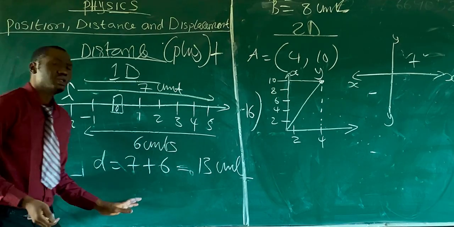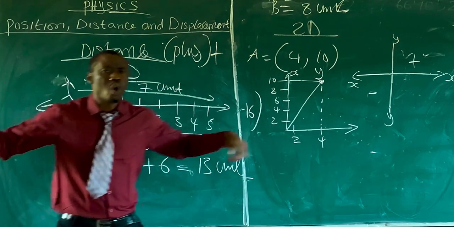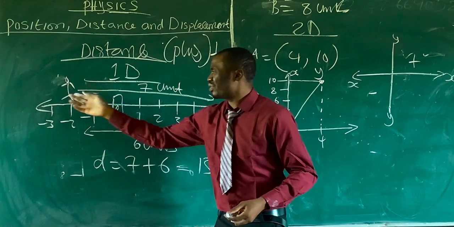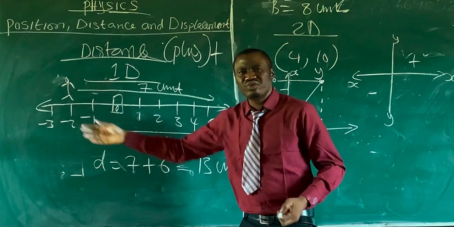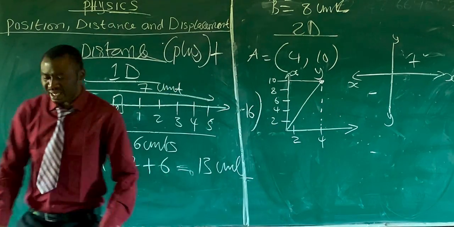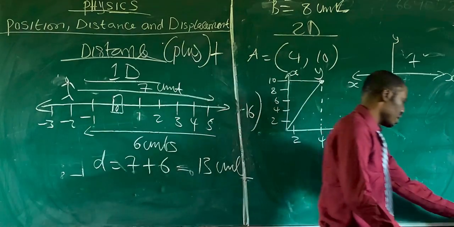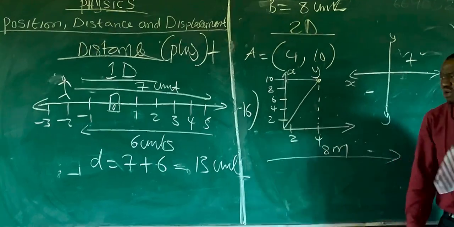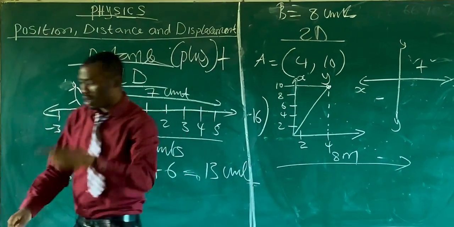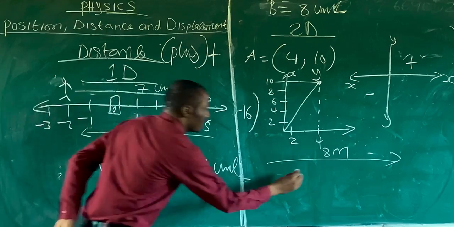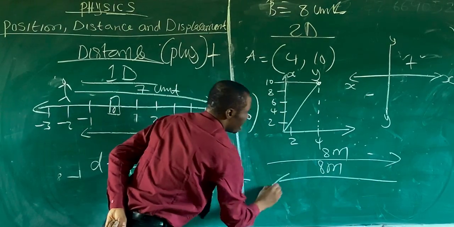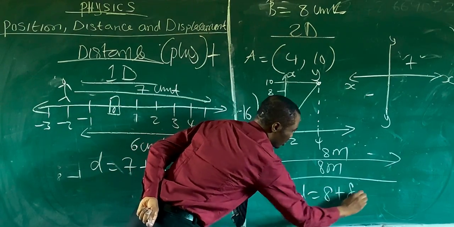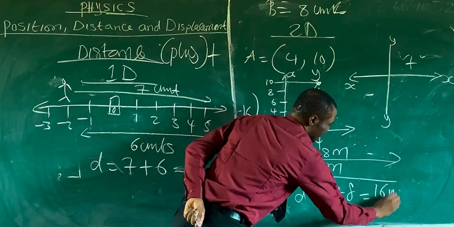Now, this is how to find the distance on one plane. Remember, should I do one more? You don't need one more. This is very easy. Just count the number of units that you have, and then add the units together. For instance, let's say I move from here to here. Let's call it 8 meters. Then when I got here, I moved back. I moved 8 meters. My distance covered is 8 plus 8, and 8 plus 8 is 16 meters.